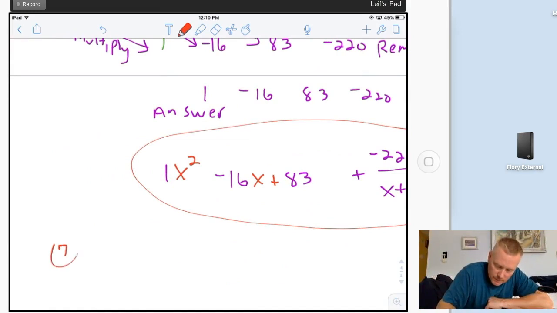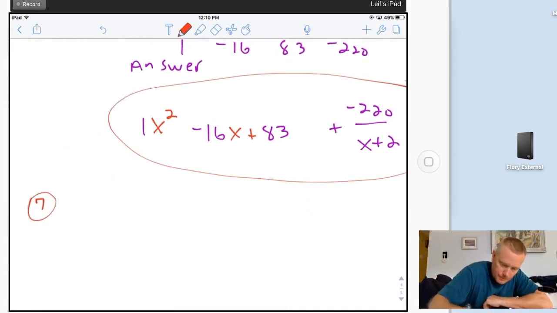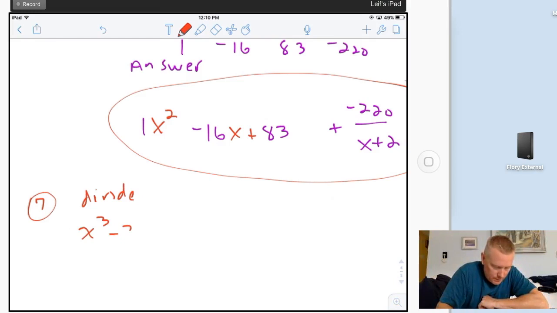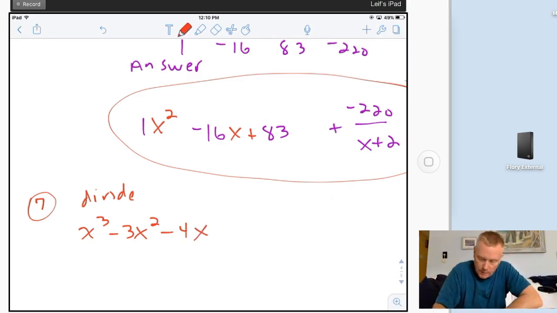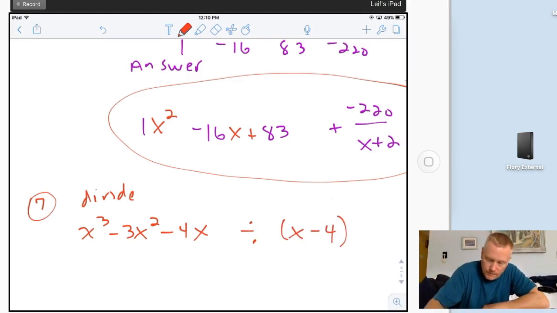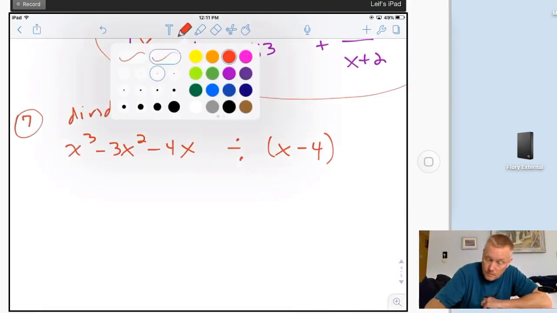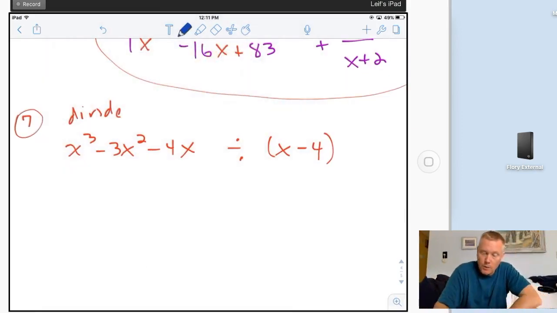So now I'm on number 7. Divide x to the third minus 3x squared minus 4x, and divide by x minus 4. Okay. So the coefficients will be 1, negative 3, negative 4.